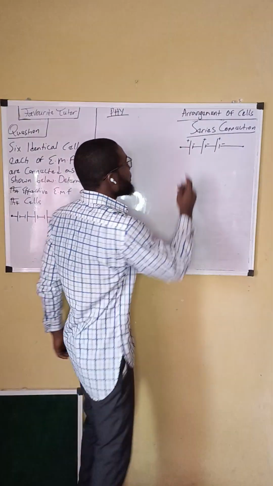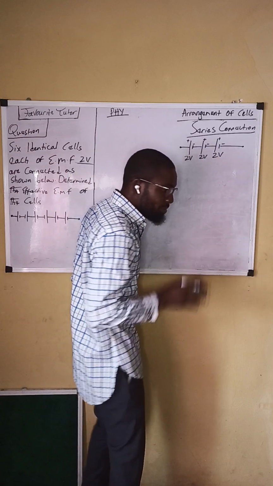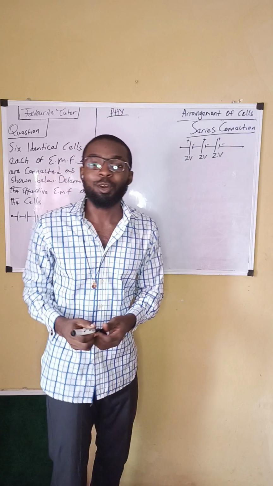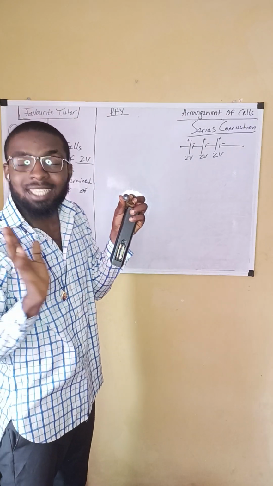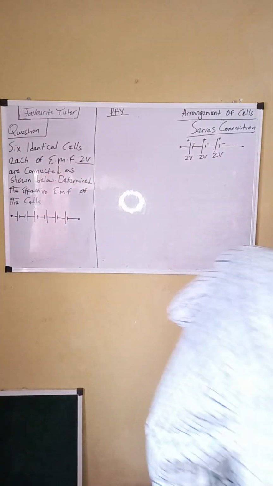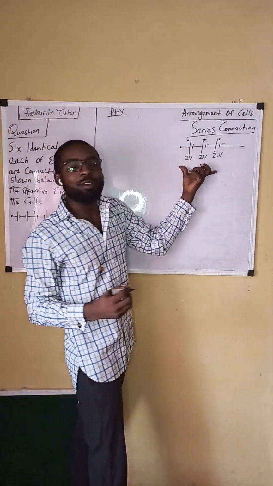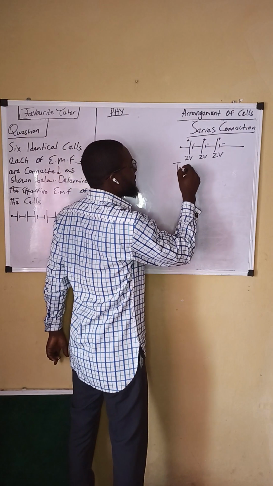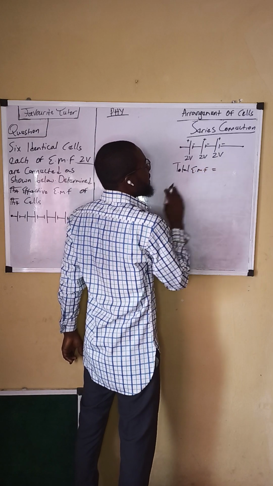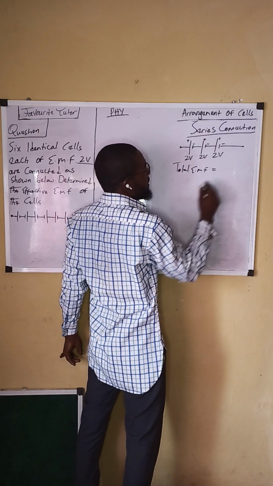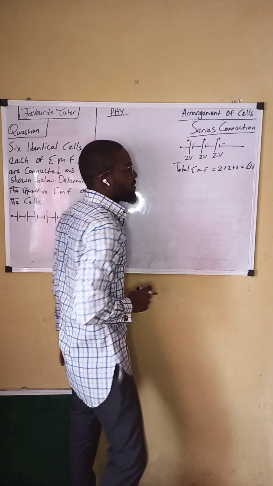For example, first of all, the cells are identical. So if this one is 2 volts, this will also be 2 volts, this will be 2 volts. They must be identical, just as the cells from a battery. You can see the cells from the battery, they are identical, the same. So also right here, it must be identical. So for this series connection, the total electromotive force, the total EMF, that is the total voltage in the circuit, is going to be 2 plus 2 plus 2, which is equal to 6 volts.